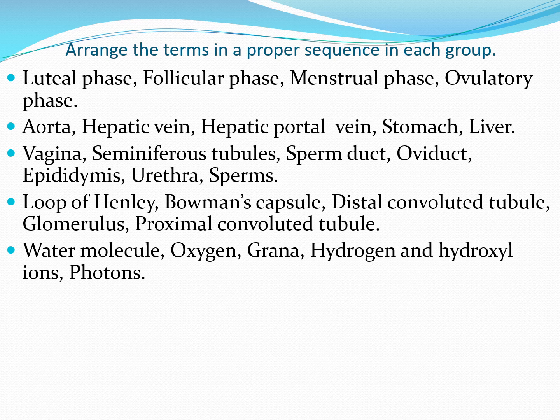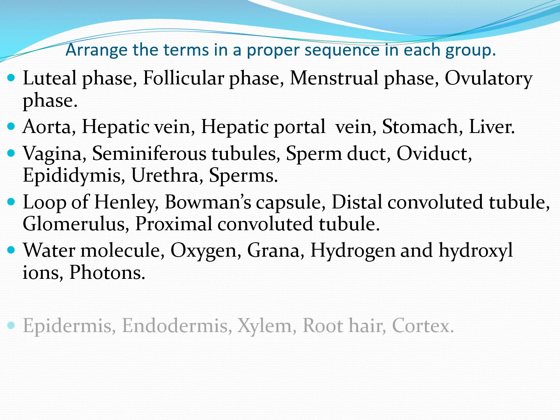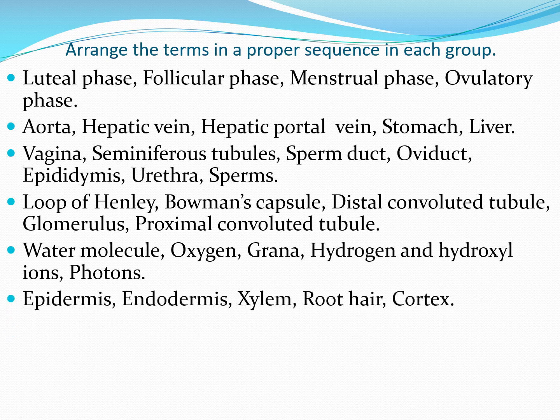So the proper arrangement of words: first one photons, second grana, third water molecule, fourth hydrogen and hydroxyl ions, fifth oxygen. Next, epidermis, endodermis, xylem, root hair and cortex. This shows the passage of water conduction in roots.